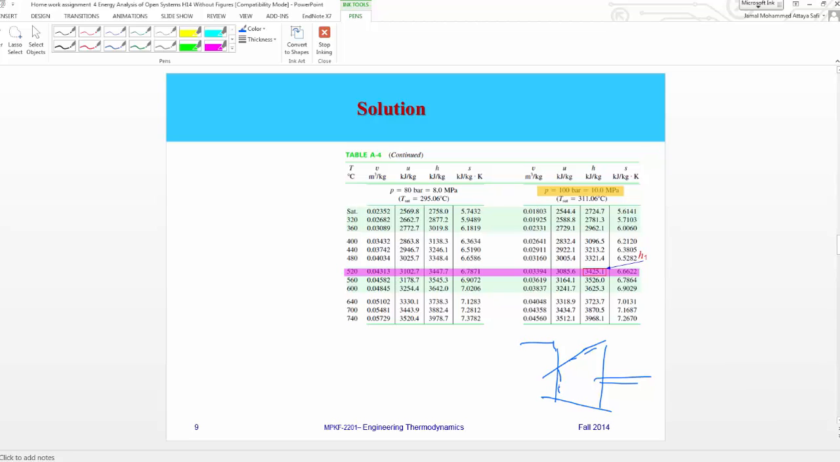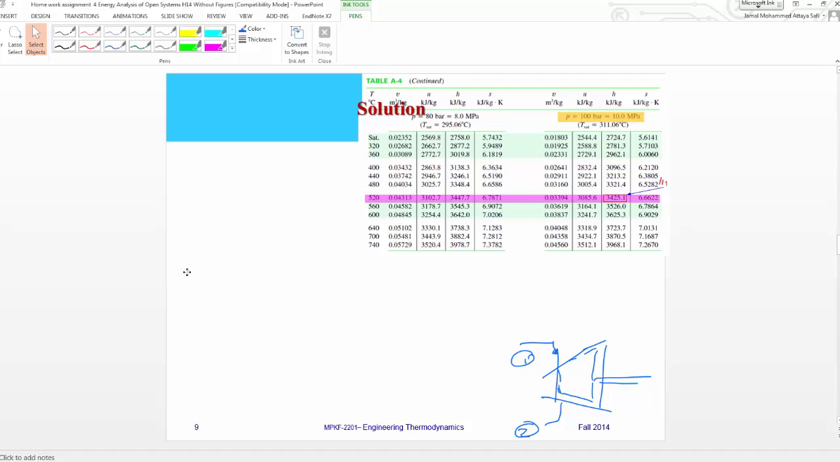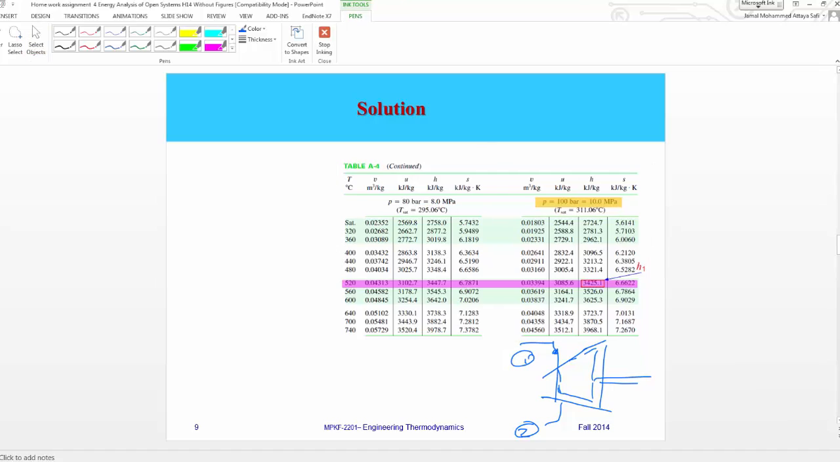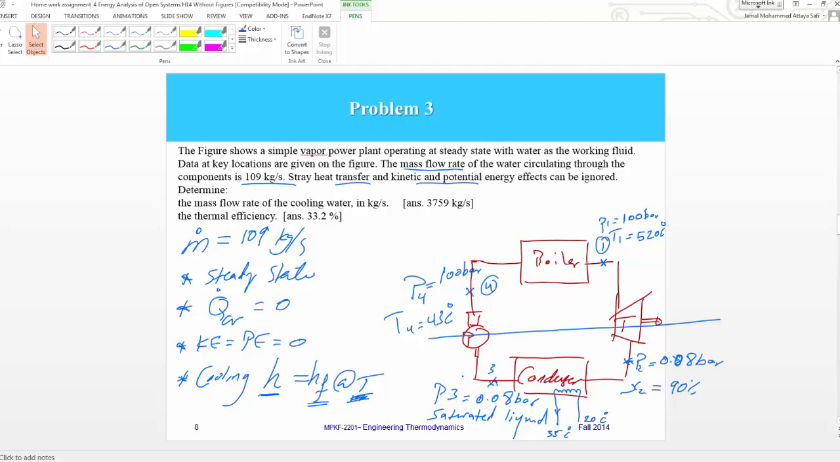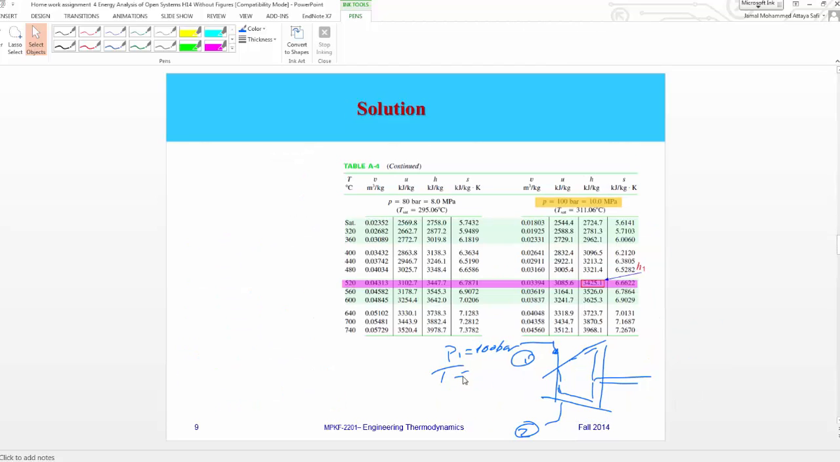This is my control volume now for the turbine, and this is 1, at least this is 2. And at 1 we said I can bring it back immediately, or you can look to it here. The pressure here, P1, was 100 bar, and the temperature T1 is 520 centigrade.